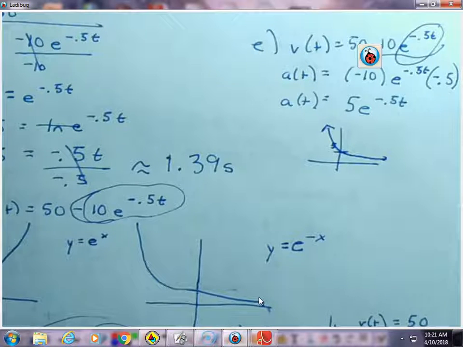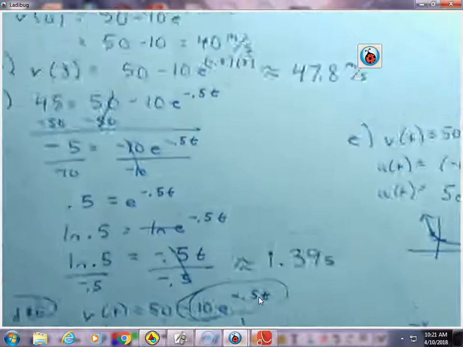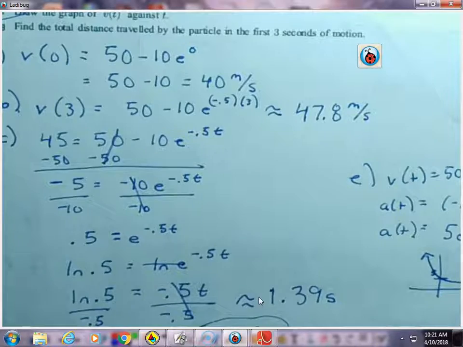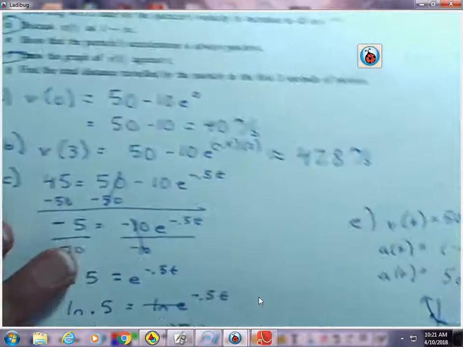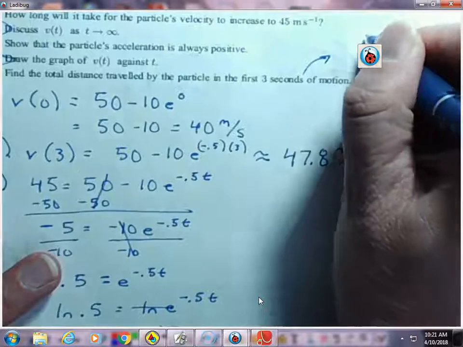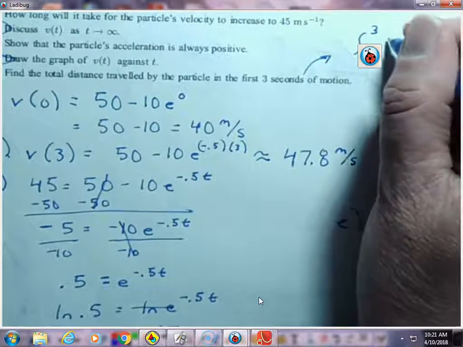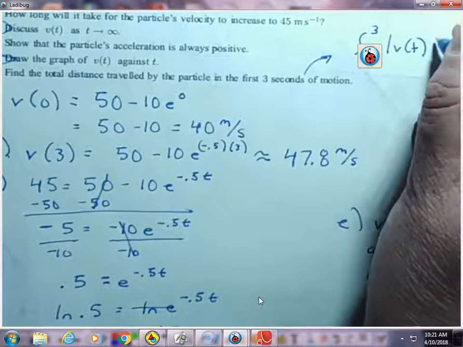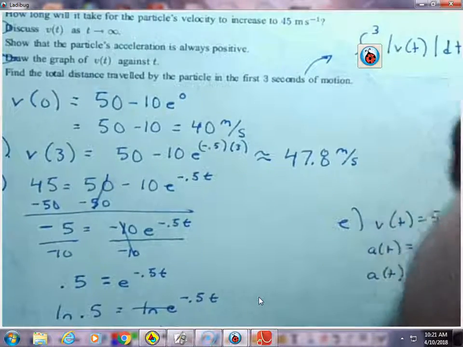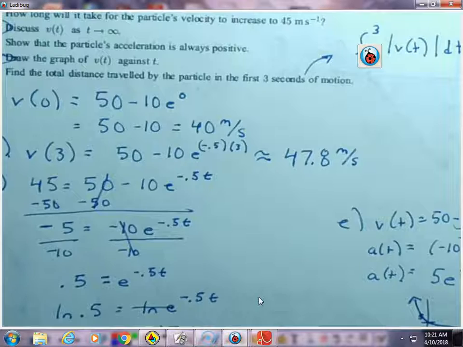The last thing, G. We made it to G, Tim. Are you ready? Find the total distance traveled by the particle in the first 3 seconds of motion. So distance traveled, is it going to be the absolute value or the regular? Okay. From 0 to 3. Now let's take a look at our function.